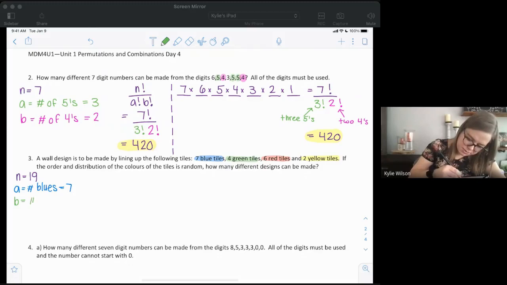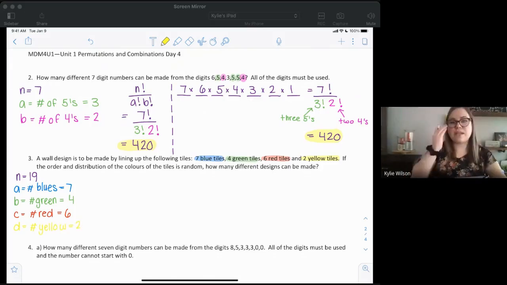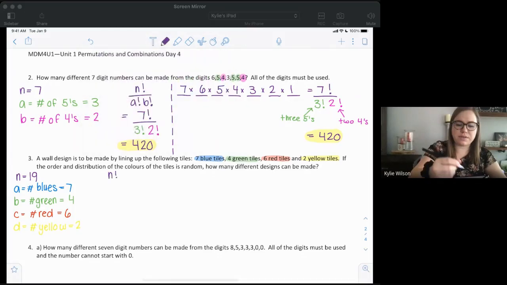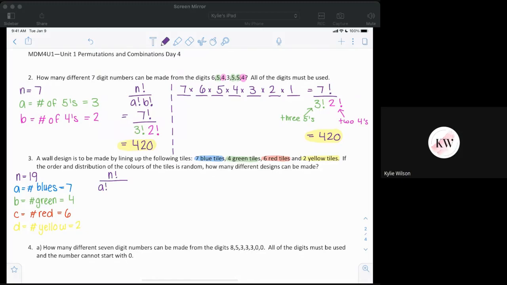Then B will be my number of greens, which is 4. Then C is my number of red tiles, which is 6. And D is my number of yellow tiles, which is 2. So let's use the formula. We have n factorial all over a factorial, b factorial, c factorial, d factorial.